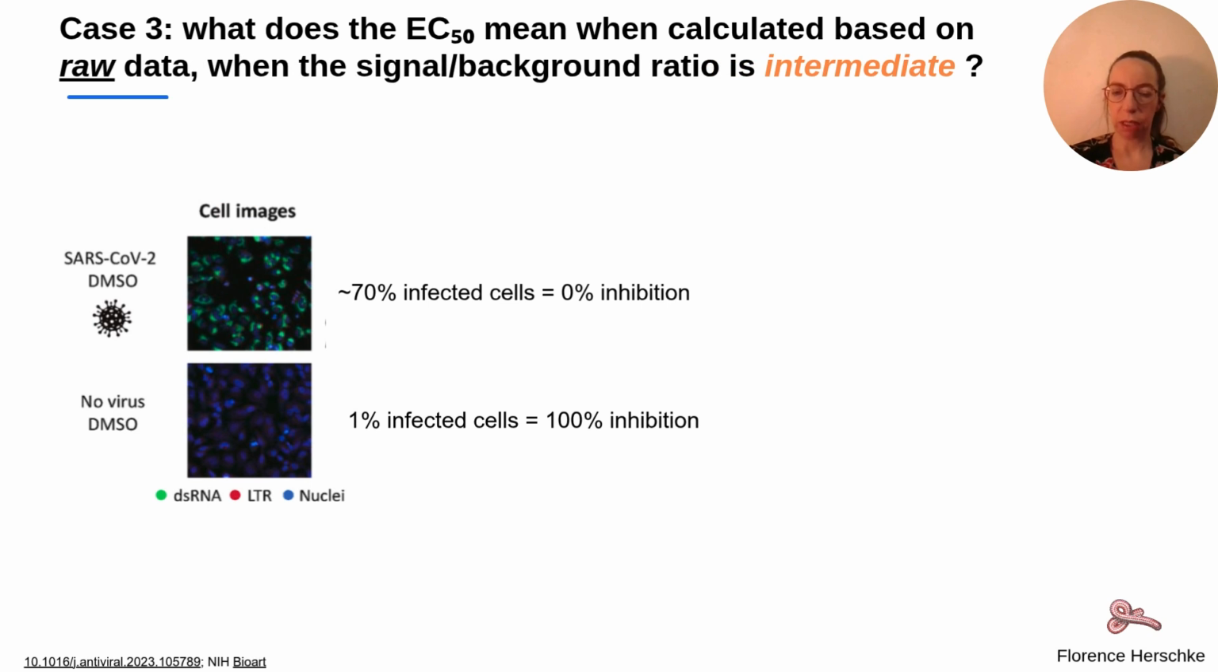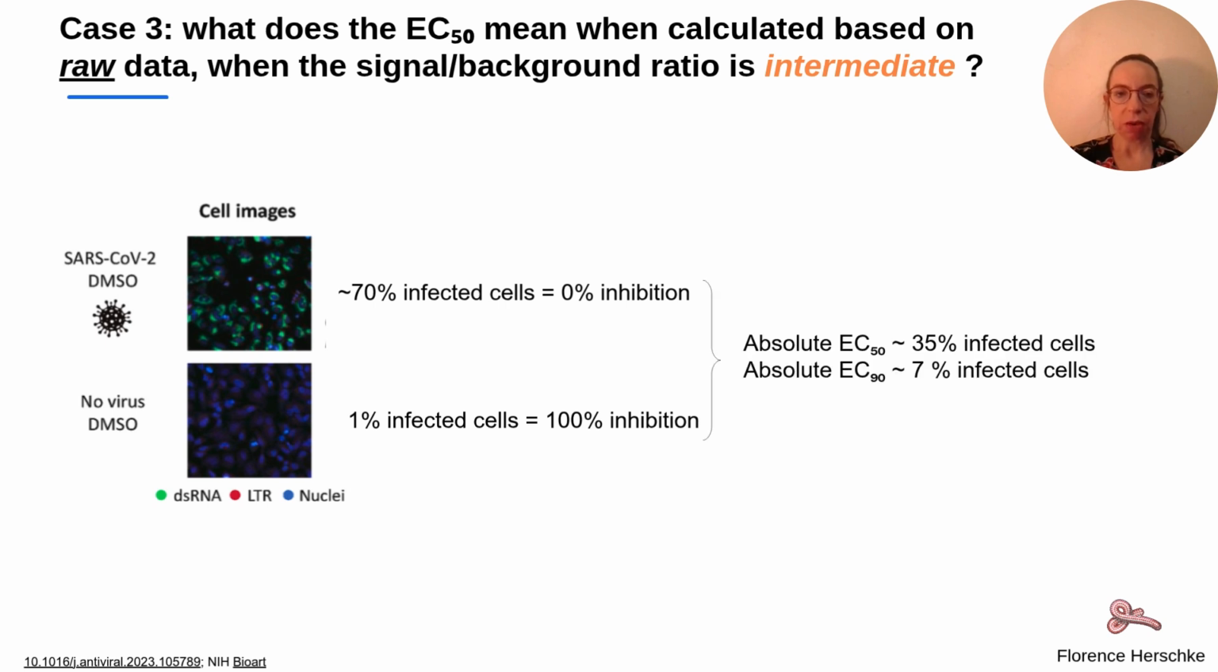In such an example, typically not all cells are infected. So in the VC wells, in the particular example, we could measure maximally 70% of infected cells, and this corresponded to 0% inhibition. While for the CC wells at the bottom, around 1% infected cells was typically measured, and this corresponded to 100% inhibition. In that case, the absolute EC50 corresponds to a level of 35% infected cells, while the absolute EC90 corresponds to a level of 7% infected.